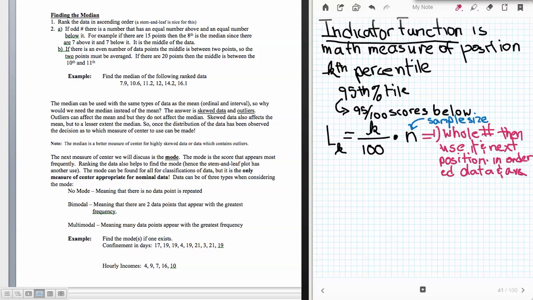Now, if we had gotten a fraction or a decimal, so if this were to equal a second option, a fraction, or we could call it a decimal, it's going to depend upon how you look at it, right? If we had done one of those things, then we're going to do something totally different. If we had a fraction or a decimal, then what we're going to do is go up to the next position.